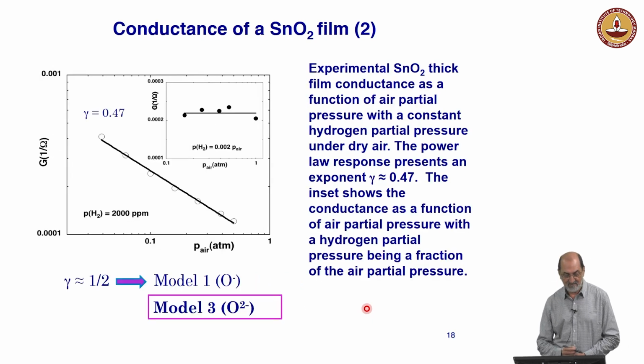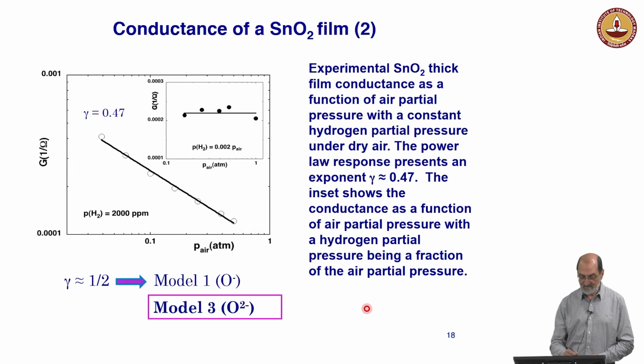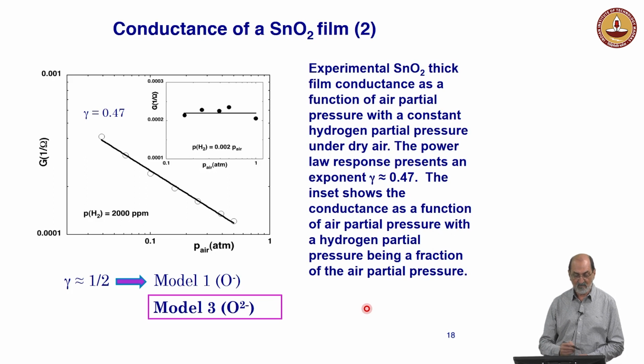Well, next, we measure the conductivity as a function of the pressure of air. We got again a dependence very close to 1/2. And so 1/2 would be fine for model 1 if oxygen were singly charged. Well, we saw that it's doubly charged. And model 2 does not work. The only one that works is model 3, that works for doubly charged oxygen. So everything is consistent for model 3.